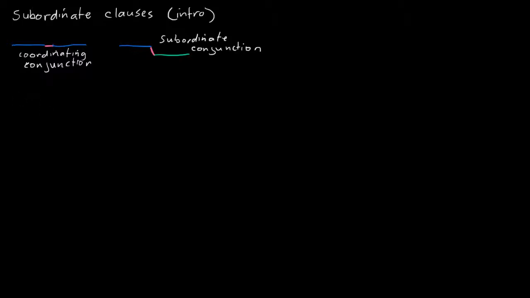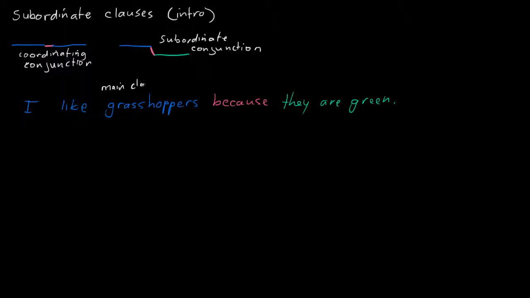So let's now look at an example of a sentence that uses a subordinate clause. So, I like grasshoppers. This is your main clause, your main statement. We'll write that here, main clause. And then we have a subordinating conjunction, which is directly followed by a subordinate clause. So you'll have your subordinate conjunction, and then whatever comes after that will be the subordinate clause. This is the nature of subordinate clauses, that the subordinate part immediately follows the subordinate conjunction.